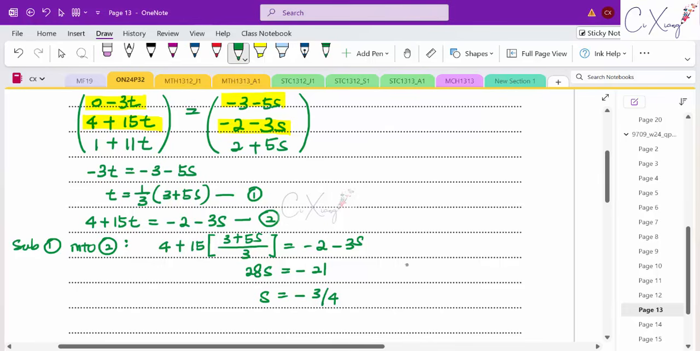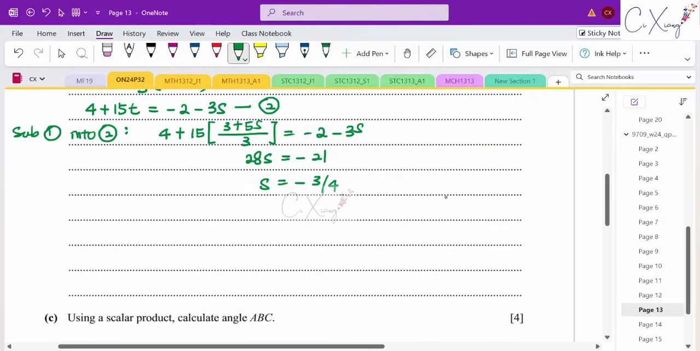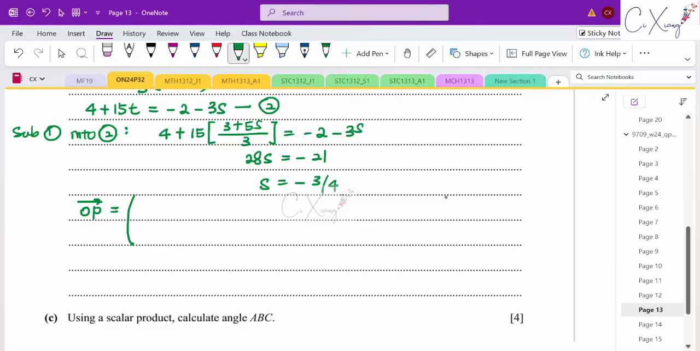Right, so I will just directly substitute s value into the vector equation so that I can get the position vector of the intersection point. Right, so let's continue from there. Okay, so what is the value for OP? Position vector of OP. Okay, so I'm having negative 3, negative 5s. Then I'm having negative 2, negative 3s. And next one is 2 plus 5s.